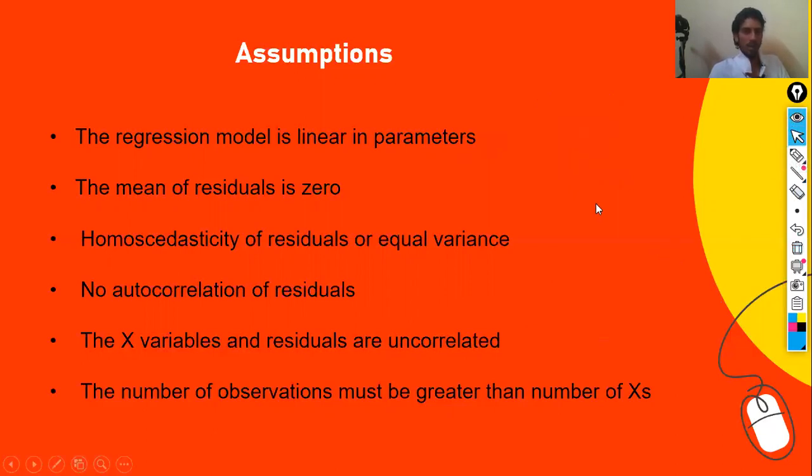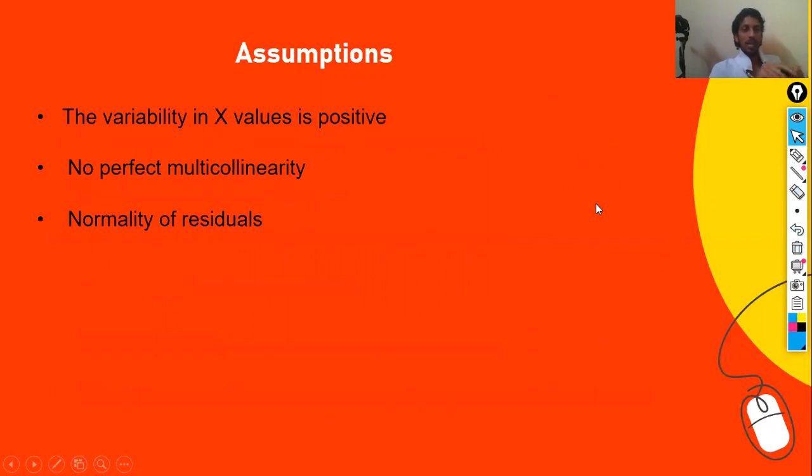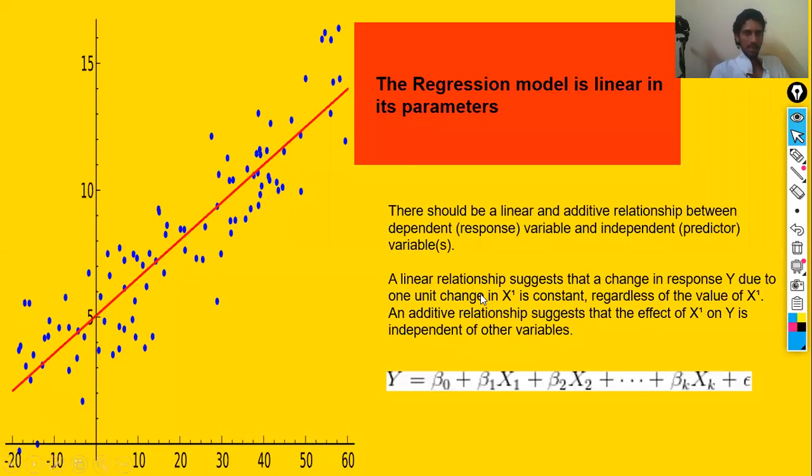Now going forward, the variability in x value should be positive. Well, I don't think this needs any explanation. No perfect multicollinearity and normality of residuals, guys. Your residuals should be normally distributed, which again would bring us back to the homoscedasticity concept.